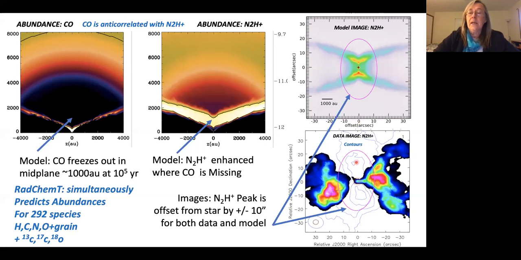And we can see that there's extended emission throughout this region, as the model predicts as well as in the data. Moreover, there's a dip in the predicted N2H+ at the position of the protostar in the model, and the data shows that as well.